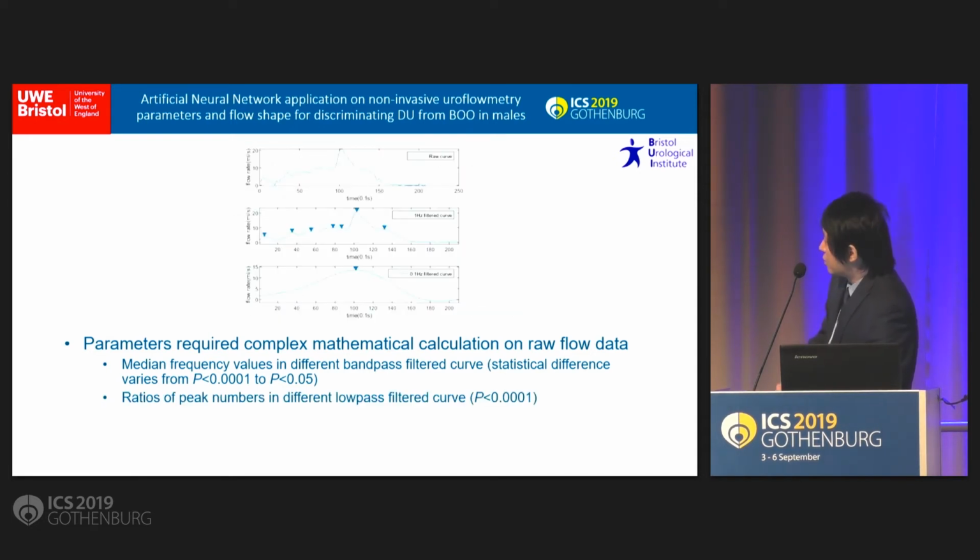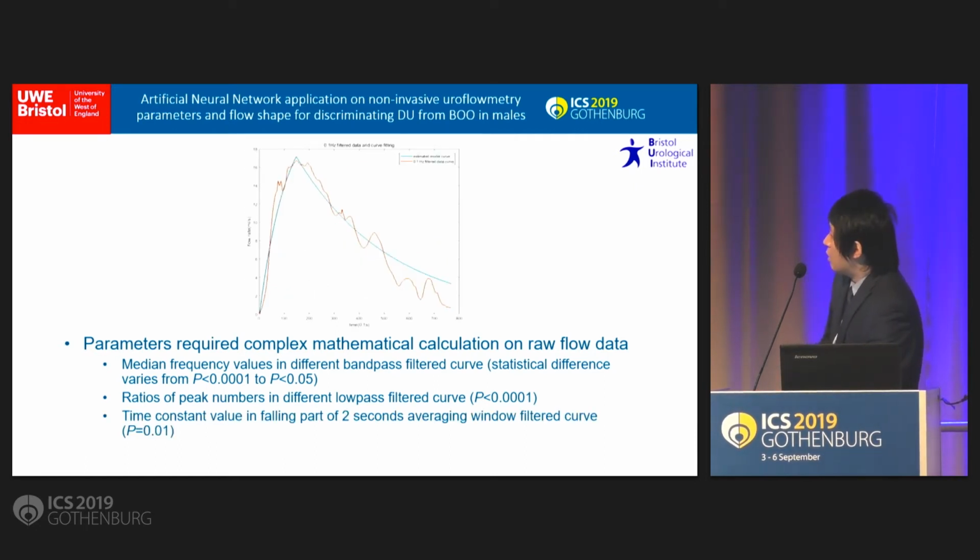We also did the analysis of peak number counting. We apply a 1 Hz filter on the raw curve and count the peak numbers in the 1 Hz filtered data. We do the same with a 0.1 Hz filtered curve and count the peak numbers in it. Then we take a simple ratio between them. We have also tried the modeling technique. We use a time constant value to represent the flow curve shape. But we only found significant statistical difference in the following part.